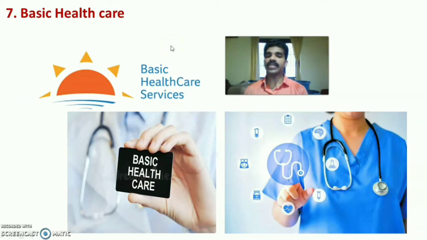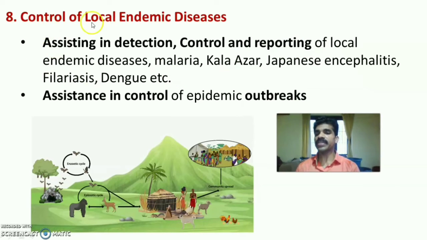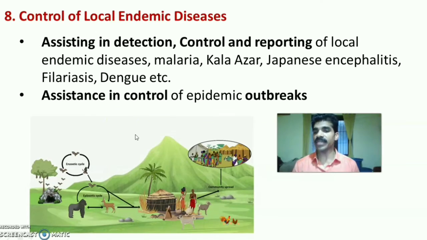Then rendering basic health care services to the community people, including curative services, first aid services, etc. Then the eighth service is control of locally endemic diseases. Assist in detection, control and reporting of locally endemic diseases such as malaria, Kala Azar, Japanese encephalitis, filariasis, dengue, etc. Then assisting in control of any other epidemic outbreaks in the sub-center area.